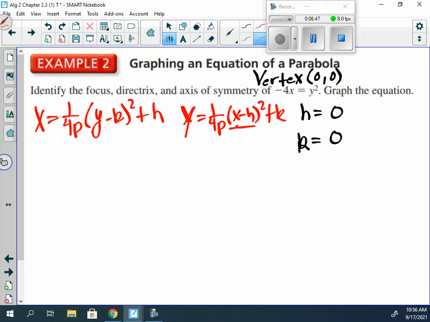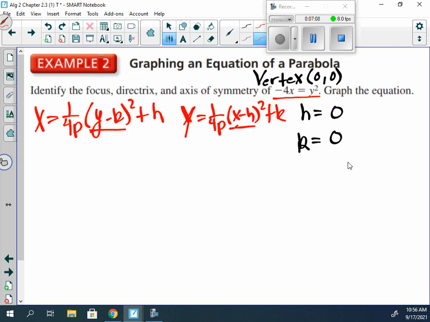With these parentheses in both of these places, the y and x both are going to be applied to that square, that exponent, yes? Because if I have something in parentheses, everything inside of it will be squared in some way, shape, or form, yes? Even if we use distributive property. So I have the equation negative 4x equals y squared, yes?